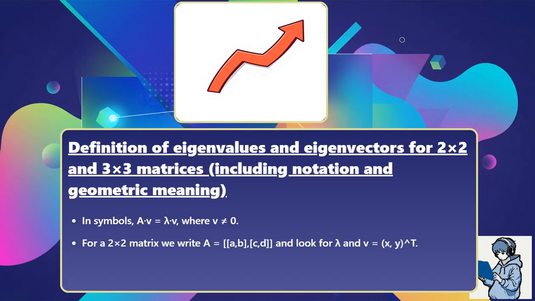For a 2x2 matrix, we write A equals a matrix with entries a, b in the first row and c, d in the second row, and look for lambda and V equals (x, y) transpose.